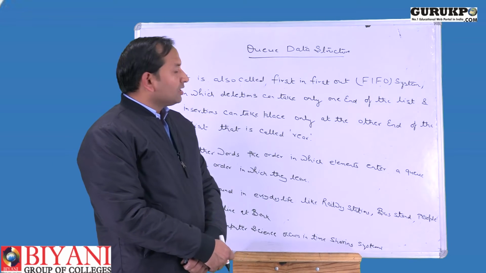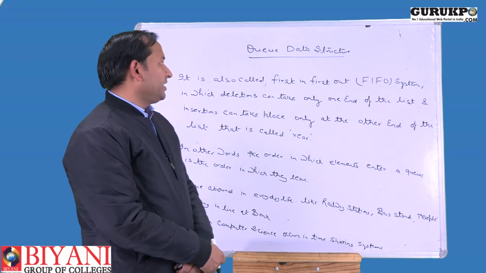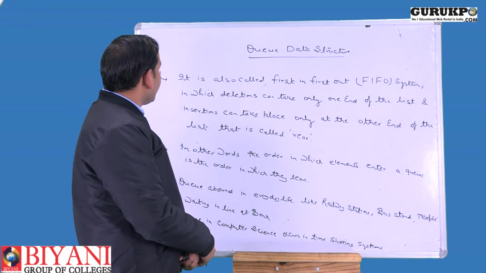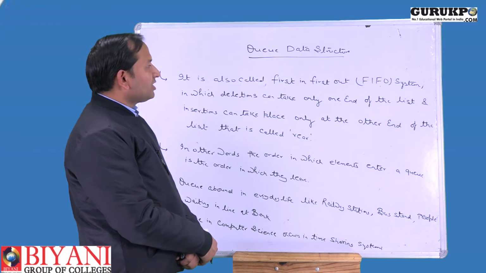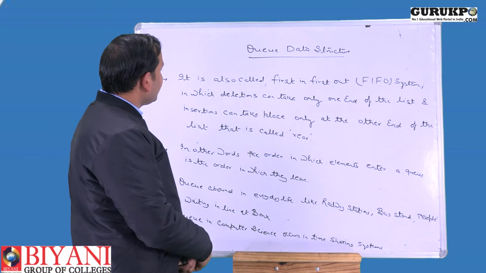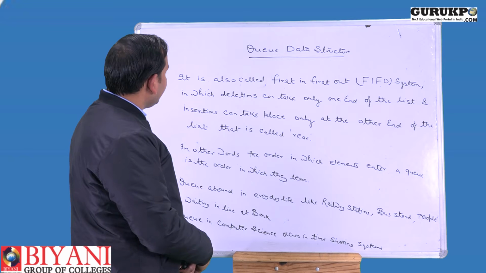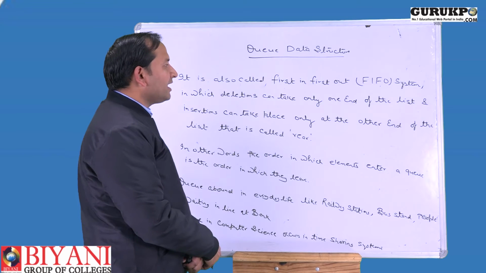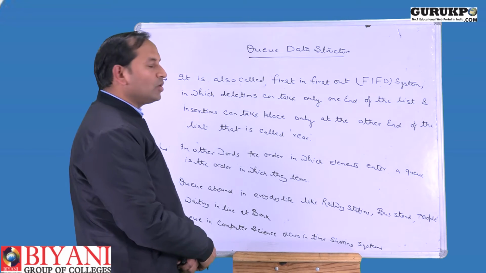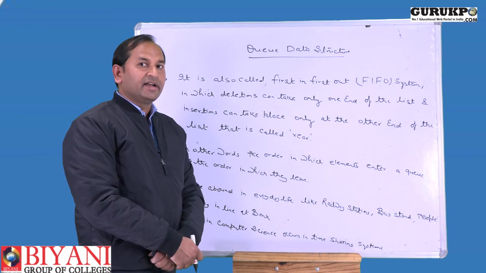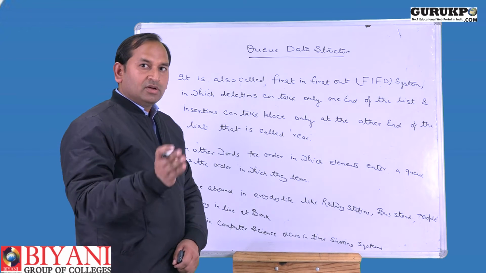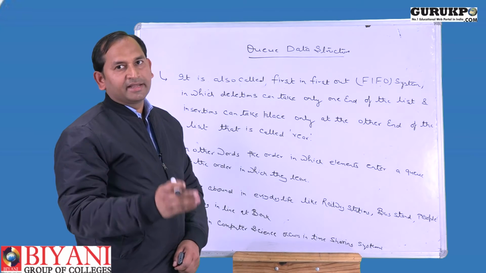Today I deliver a video lecture on queue data structure. It is also called first in first out, FIFO system, in which deletions can take place only at one end of the list and insertion can take place only at the other end of the list, that is called rear. So, there are two different ends, first one is the front end and second one is the rear end.